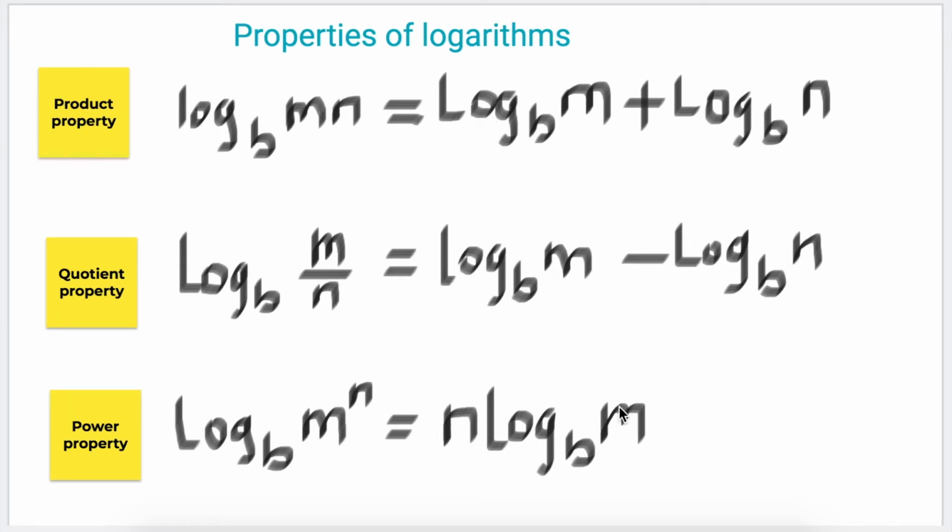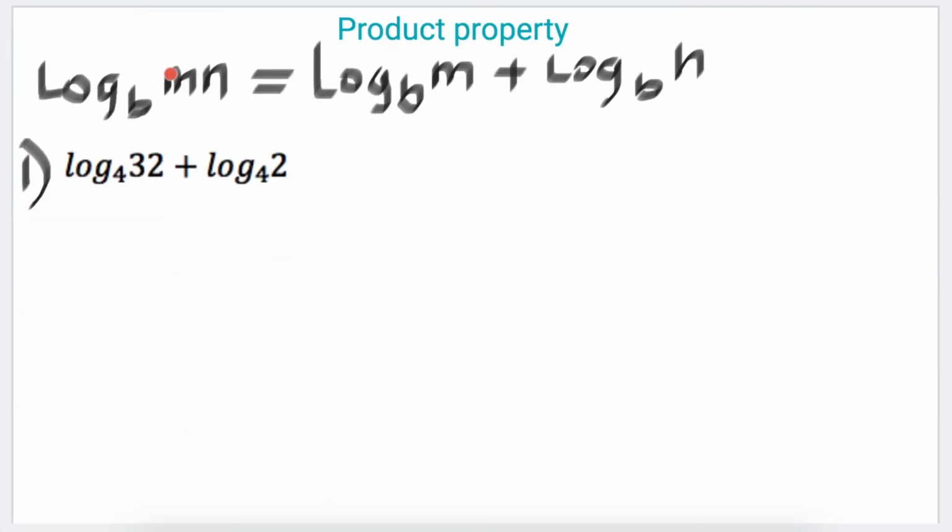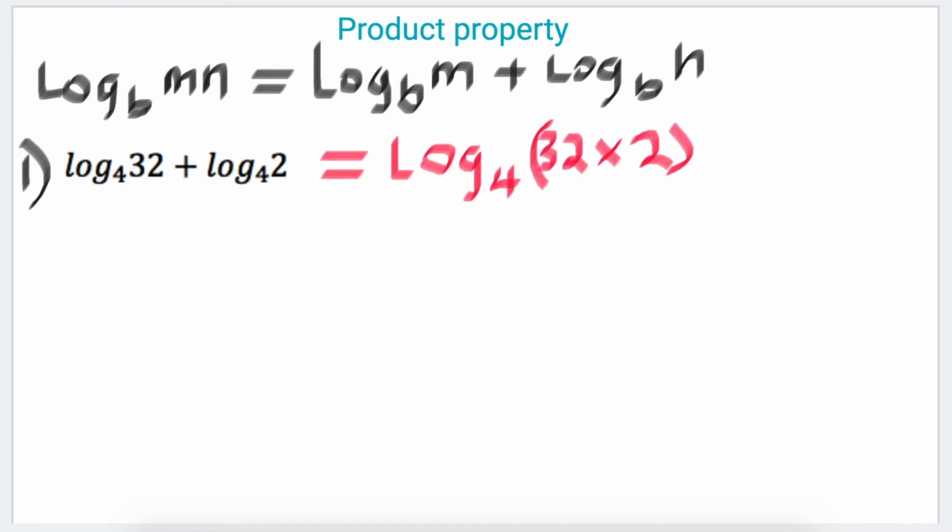Now let's take a look at some examples of each property. So the product property is the first property that we're going to look at, and it says the logarithm base b of m times n is equal to log base b of m plus log base b of n. So here we have a question where we have log base 4 of 32 plus log base 4 of 2. The bases must be the same for you to use this property. So what this means is we are going to write log base 4 and then multiply 32 times 2. 32 times 2 is simply 64. So now we have log base 4 of 64.